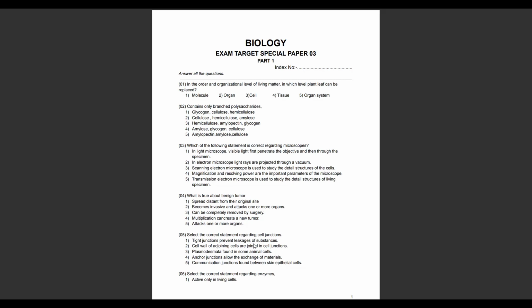Third one, plasmodesmata found in some animal cells. Plasmodesmata are found in plant cells, not in animal cells, right? They are also a kind of cell junction. What are plasmodesmata? They are microscopic channels which run through the plant cell wall.